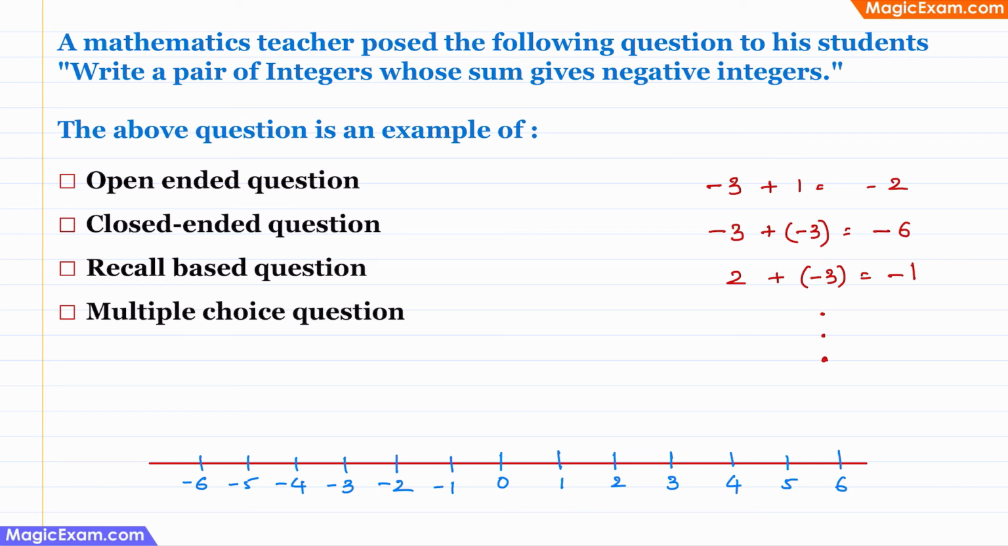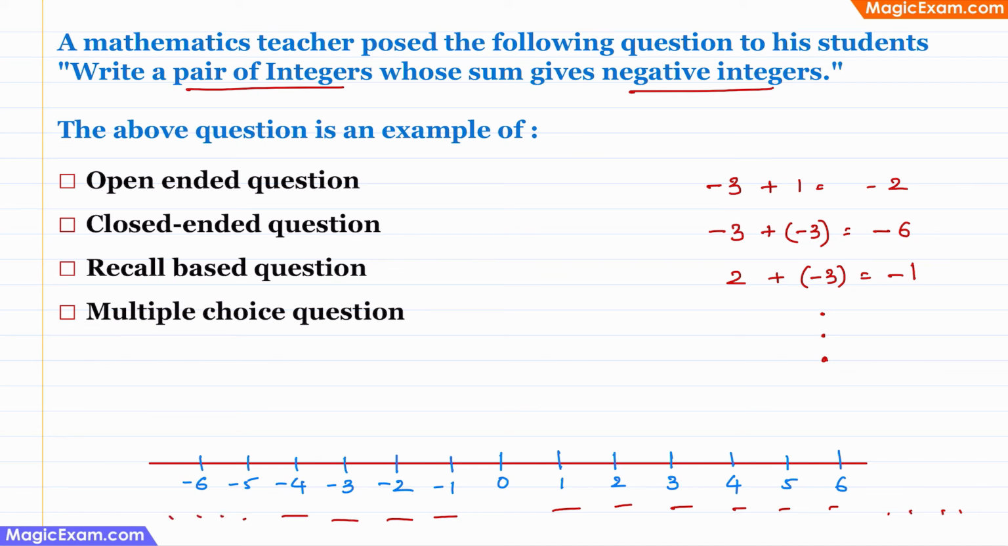A mathematics teacher posed the following question to his student. Write a pair of integers whose sum gives negative integers. Now, what are integers? Integers are numbers without a decimal point and without a fraction. So 1, 2, 3, 4, 5, 6, all these are integers. They are positive integers. Minus 1, minus 2, minus 3, minus 4, all these are also integers, but they are negative integers.